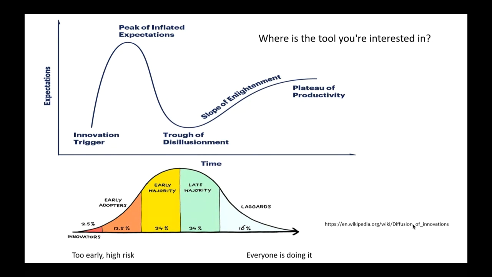Okay. But this is a very explicit choice that you should acknowledge and make about your decision making process. Like, where do you want to be? Do you want to be on the bleeding edge, the cutting edge, or the dull edge? Right?